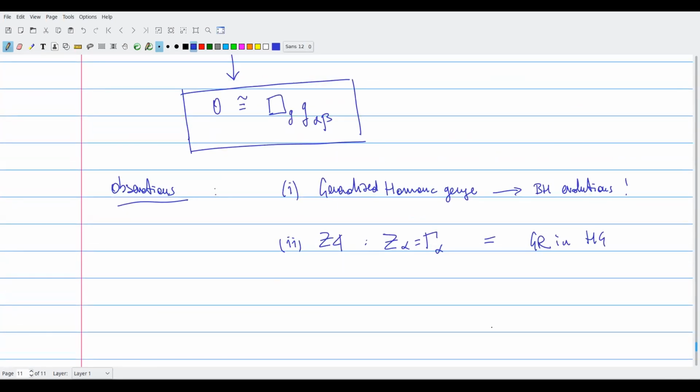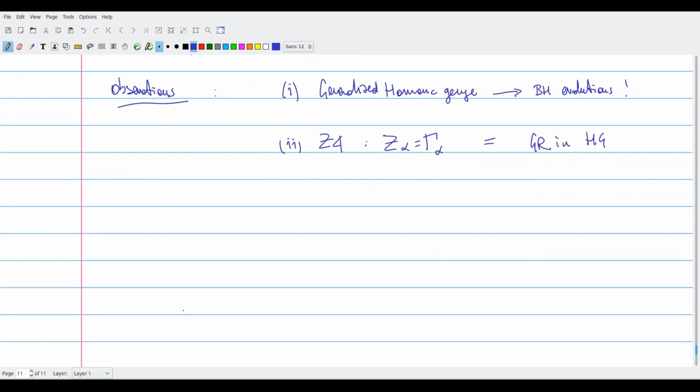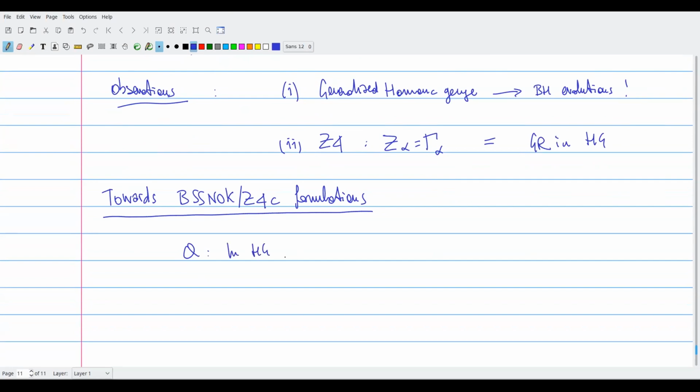Is this the only formulation that is known to be well posed? Well, the answer is no. And in particular, and this is my very last part, you might ask a question and say, okay, in harmonic gauge, the gauge is fixed.